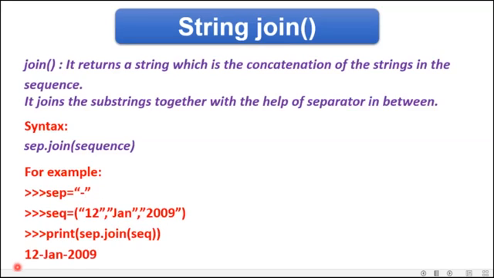So finally I'll get the result in this way. That means this is my first string, 12. After that I got one hyphen which is my separator. Then I got another string, and after that again I got a separator hyphen, and then my last string. So these three strings are concatenated with the help of a separator hyphen. And this is the functionality of my join function. It joins the sequence with the help of a separator in between.